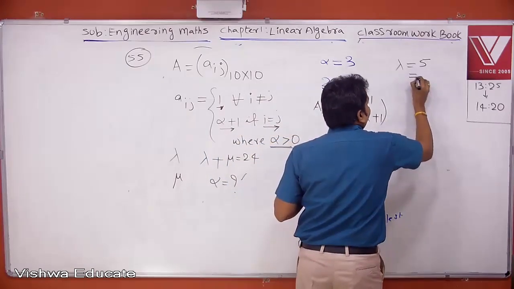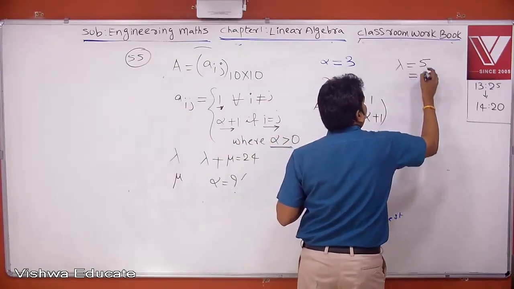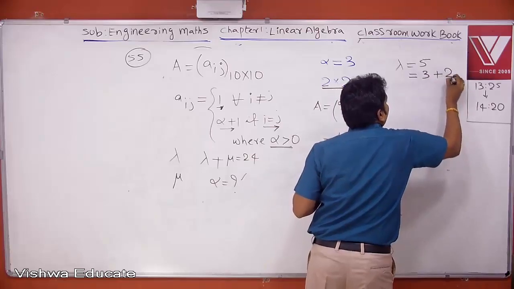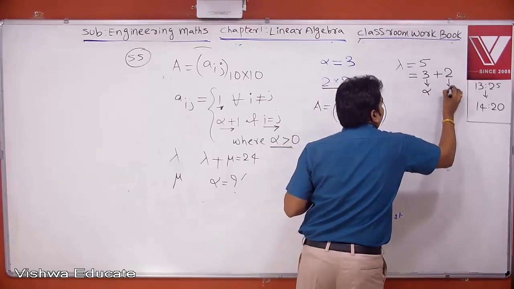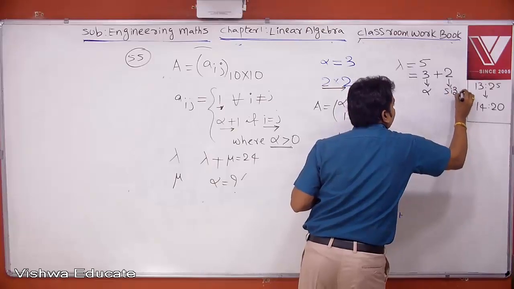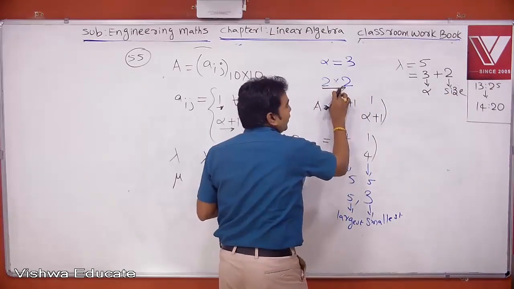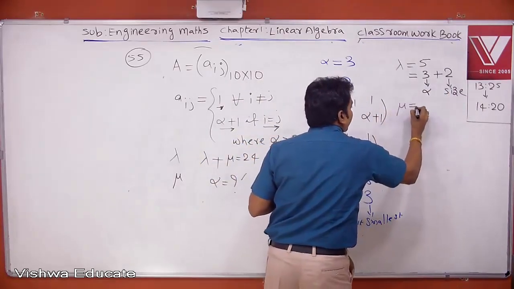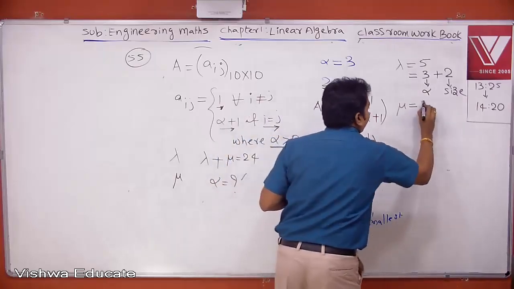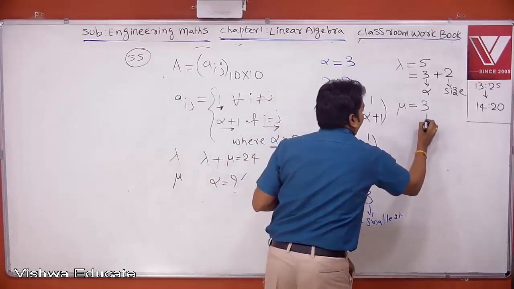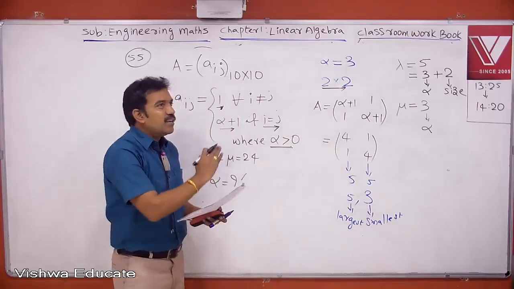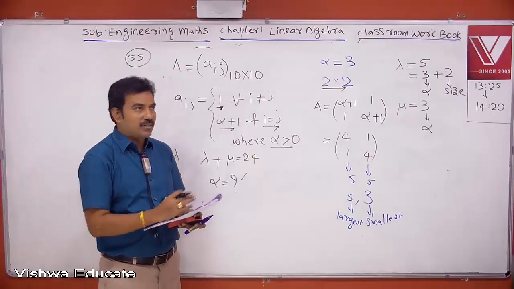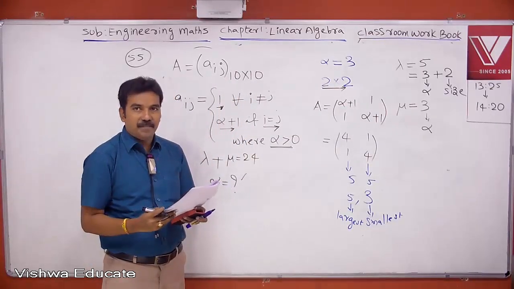So this I can write as 3 plus 2. This is the alpha value, and this represents the size of the matrix. Here I started with size 2. The smallest eigenvalue is mu, and that is 3, which is nothing but the alpha value. This is the simple logic. You can try different examples also, and you can get the result easily.